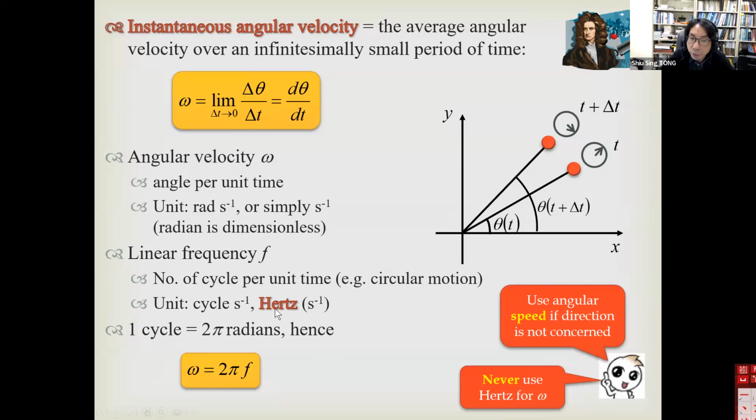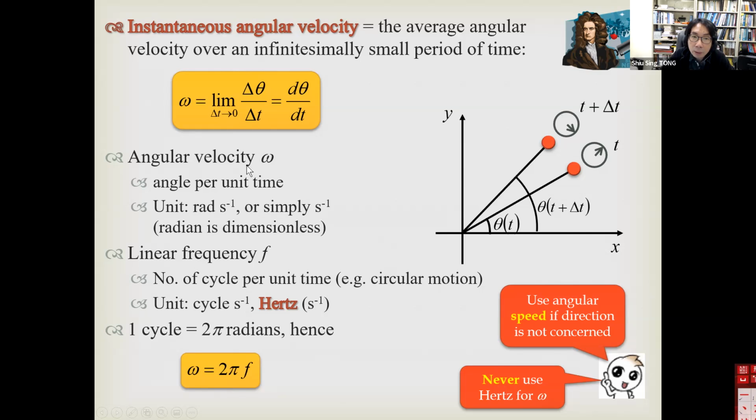Now Hertz refers to the number of cycles per second. It always refers to the linear frequency. So never use Hertz for the angular frequency omega. Hertz is a specific unit used for the linear frequency. It will not be used for angular motion, angular frequency, or angular velocity.